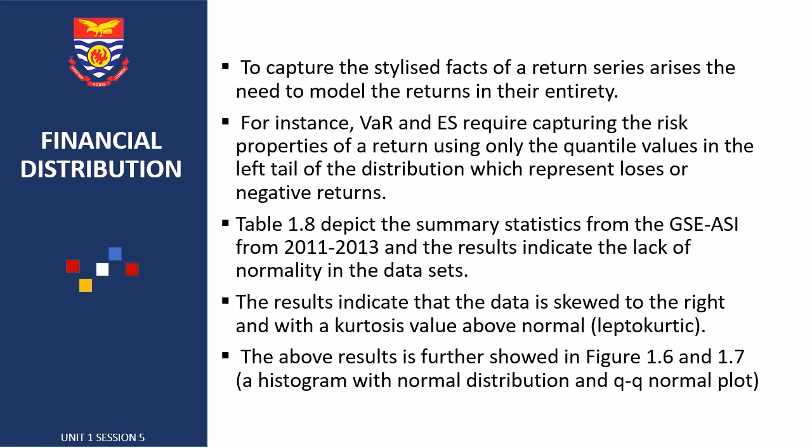Table 1.8 depicts summary statistics from the Ghana Stock Exchange All Share Index. The result indicates the lack of normality in the data set. The result indicates that the data is skewed to the right with a kurtosis value above normal. Kurtosis has to do with the heaviness of the tail, as to how unevenly the data set is distributed. So even the kurtosis and the skewness can tell you that the data set is not normal.